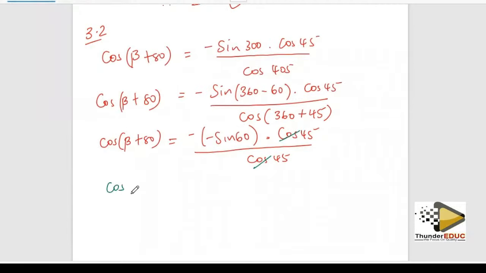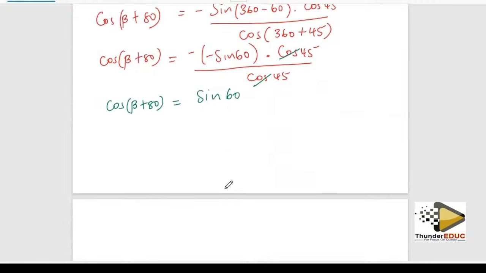So I'll have the cos of (beta plus 80). It's going to give me, what is it giving me? It's giving me the sine of 60. Remember, we don't have to use any calculators. Sine of 60, which is fine.